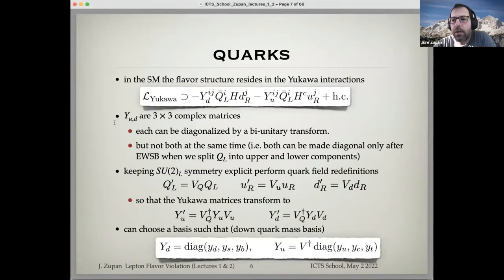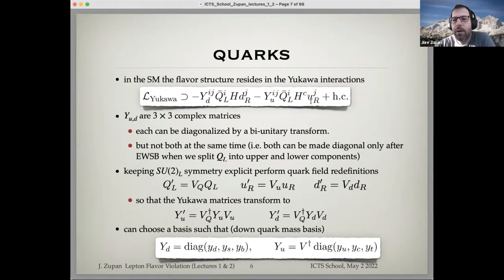All right, so now let's go over a little bit of the structure. In the standard model, where is this flavor structure residing? It's residing in the Yukawa couplings to the Higgs. If you take the quarks, there are two Yukawa 3x3 matrices. So that's the Higgs here, the left-handed quark doublet, and then the right-handed down quark.